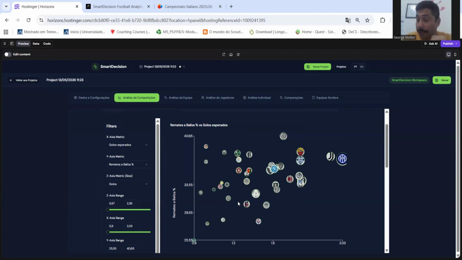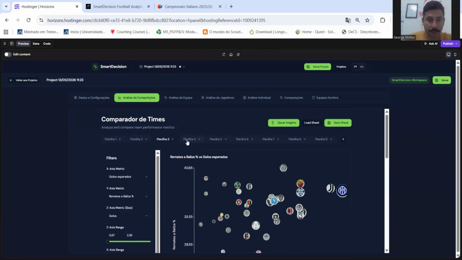I noticed some very important metrics here, okay? So we need to improve the player who finishes, the player who crosses, the player who makes the pass. So we've already noticed some situations here, right? Let's continue and go to the next one. Let's see what we find.